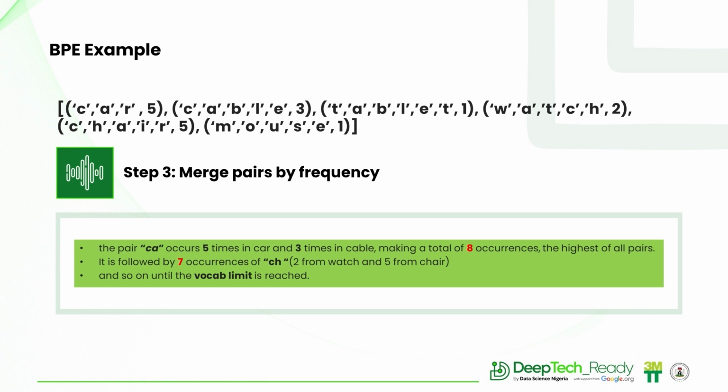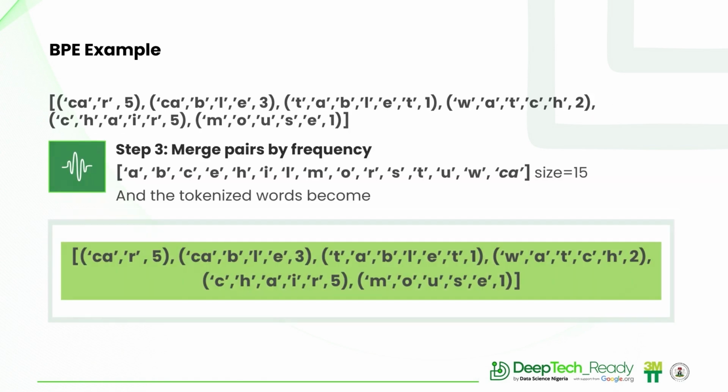Next, the most frequent pair is added to the vocabulary and all the occurrences of the individual characters are matched. For example, we said the most frequent pair is CA here, isn't it? Okay, CA. So you add that to the vocabulary and all the occurrences of the individual characters are matched. So here we have CAR, as opposed to having C and A separately. And here, as opposed to having C and A in CABLE, we have CA. So that's what happens.